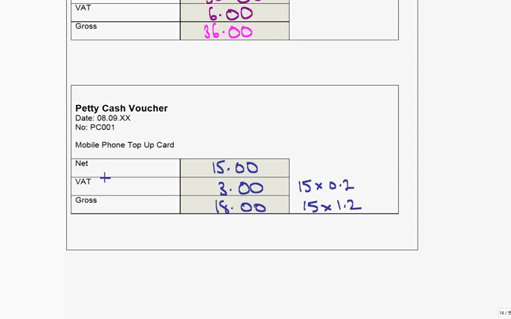And what you tend to find in the exam is one of the petty cash vouchers, they give you the information as a gross figure. And then the other petty cash voucher, they give you the information as a net figure. So the examiner's testing that you can go both ways.